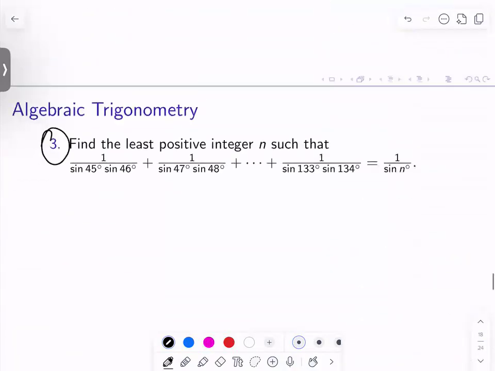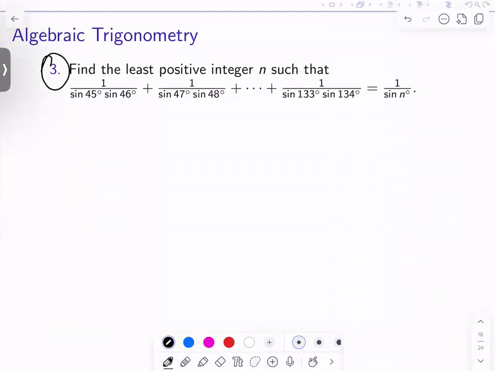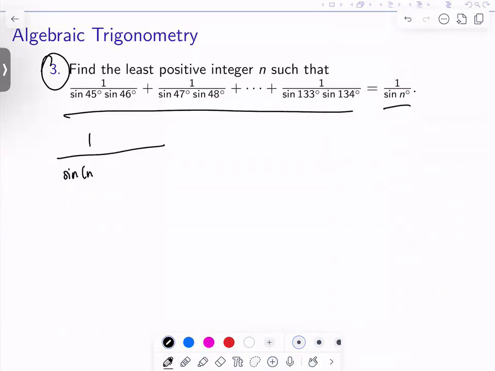So the first problem from the homework that you guys needed help with was trig number 3. It says find the least positive integer n such that this left-hand side is equal to 1 over sine of n degrees. And essentially the key idea here is to notice that every term is of the form 1 over sine n times sine of n plus 1.